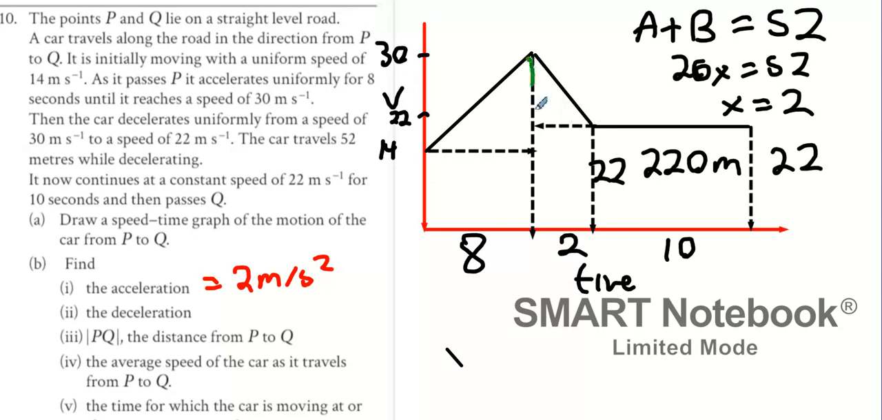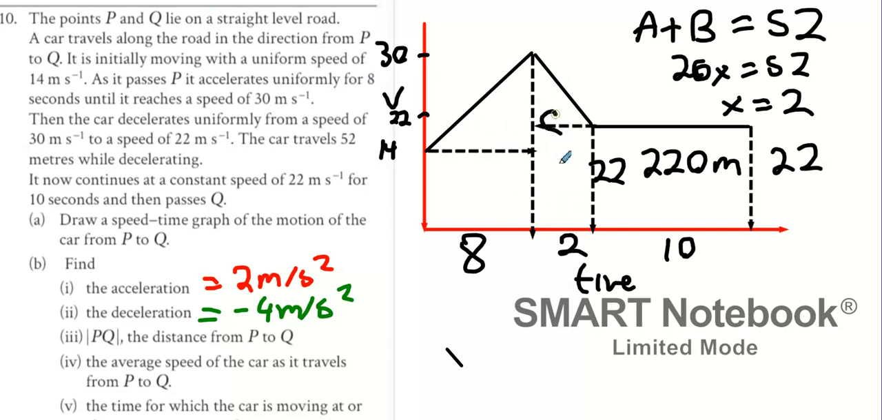Now the deceleration. What's the height of this triangle? 8. Yeah. The width or the base? 2. So what's 8 divided by 2? 4. But because it's a deceleration, minus 4. You cool with that? Now, find the distance of P to Q. No hassle. We know that these two distances combined are what? 52. Because that's what was told to us earlier today, right?